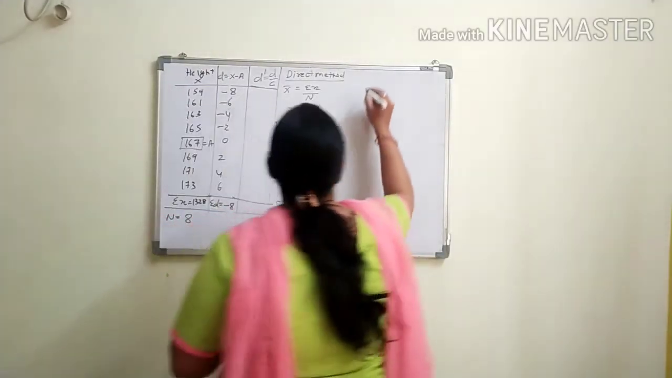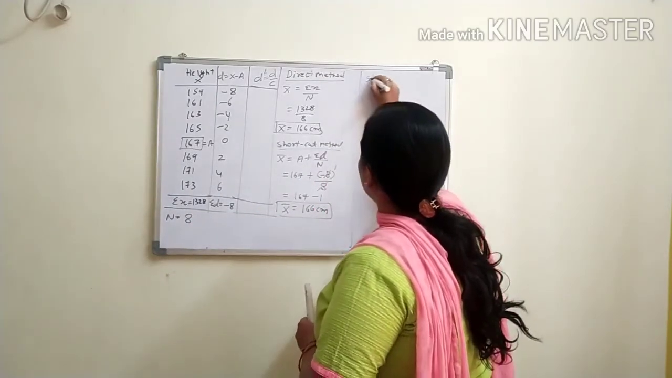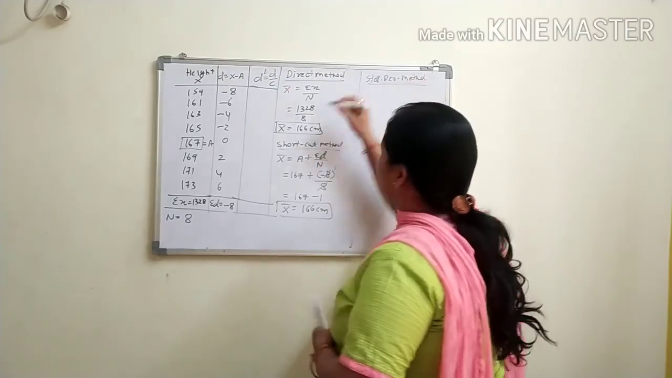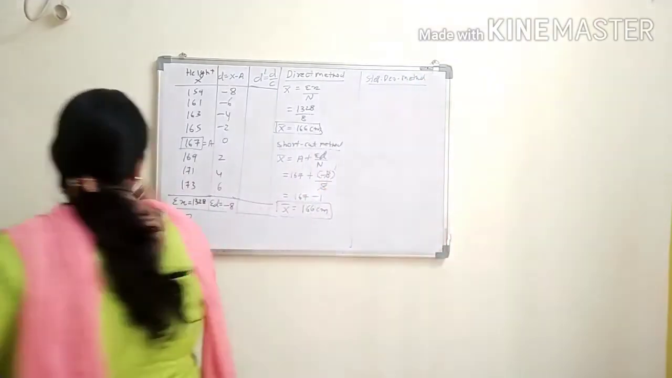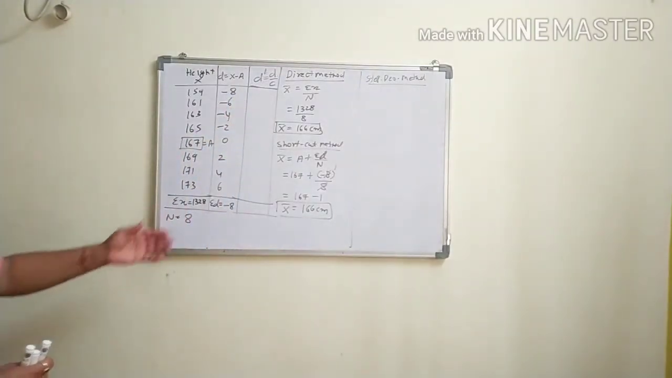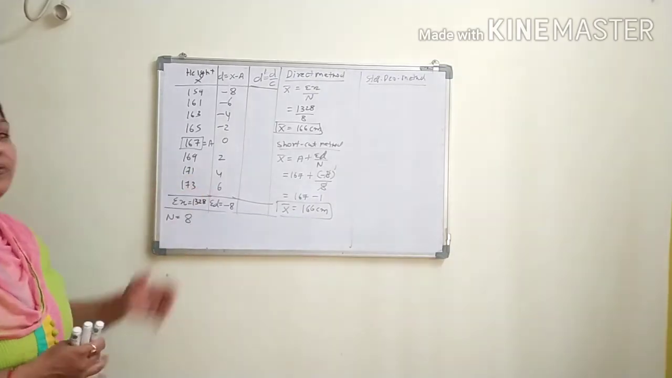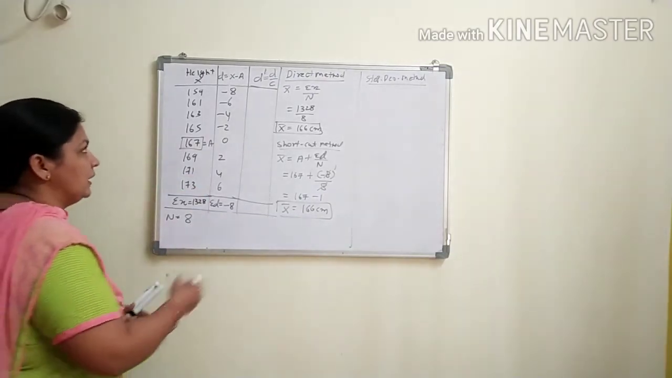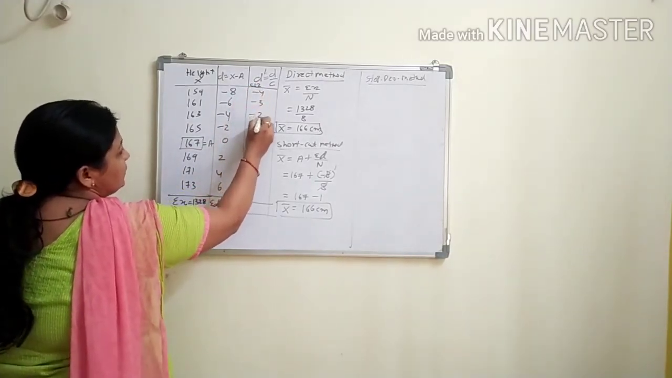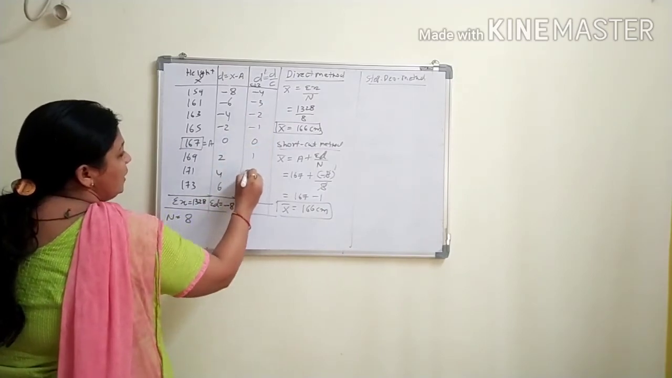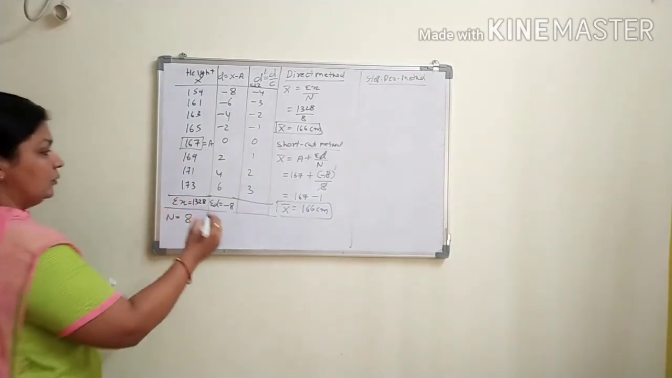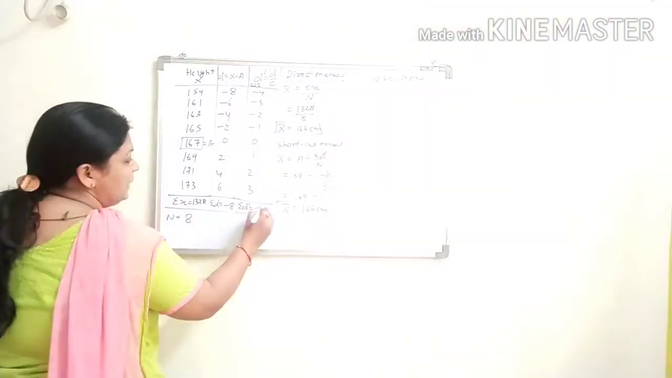Now the third method is called the step deviation method. For this method, we need D dash. See the data of D very carefully and find the C, which means the common factor. You can see 2 is your common factor, so C becomes 2. Now divide: minus 4, minus 3, minus 2, minus 1, 0, 1, 2 and 3. You just divide the data by 2. So your sigma D dash equals minus 4.